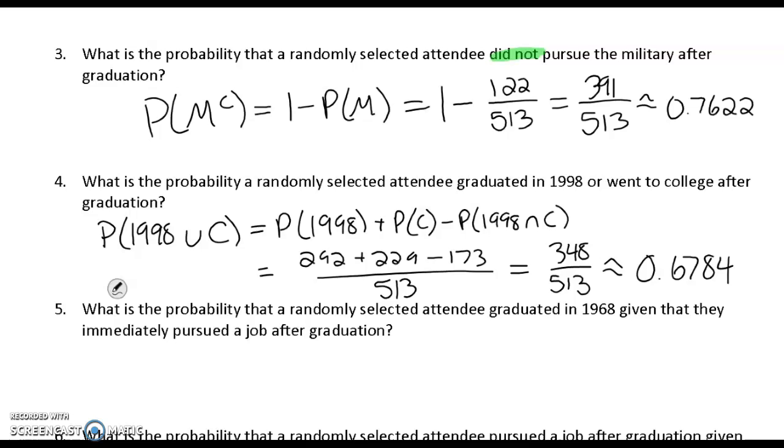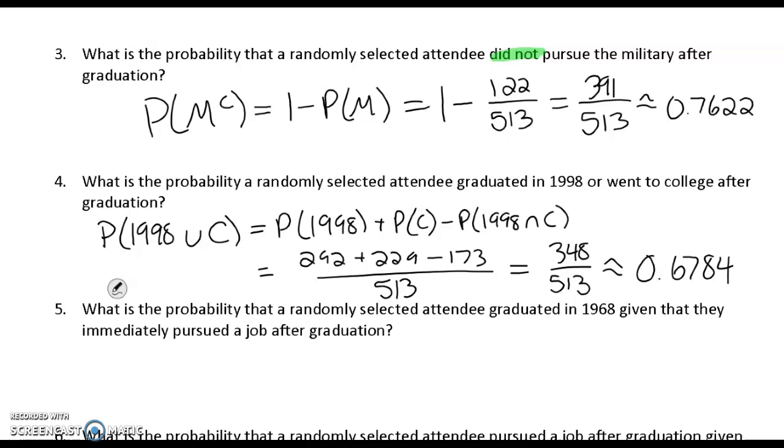So that's one way, using the probability rule. If you want to, though, you can just add the frequencies from the table. For example, we know there are 292 people in the class of 1998, which only leaves us the class of 1968, but of the class of 1968, only 56 of them went to college. So if I do 292 plus 56, that gives me the same 348 individuals that either went to college or graduated in the class of 1998.